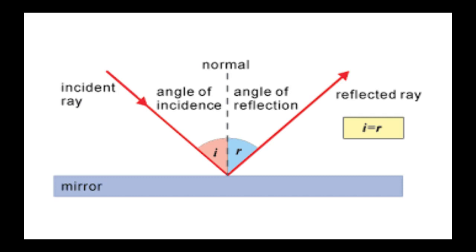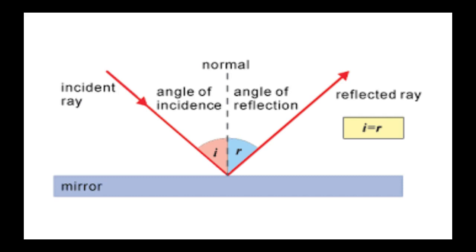So from the normal, the angle of the incident ray is called the angle of incidence, which is denoted by the letter small i. The angle of the reflected ray from the normal is denoted by r, which is the angle of reflection. So this is the image explanation for the laws of reflection.